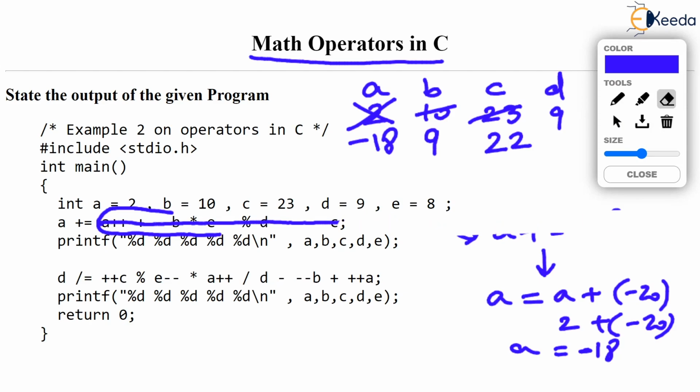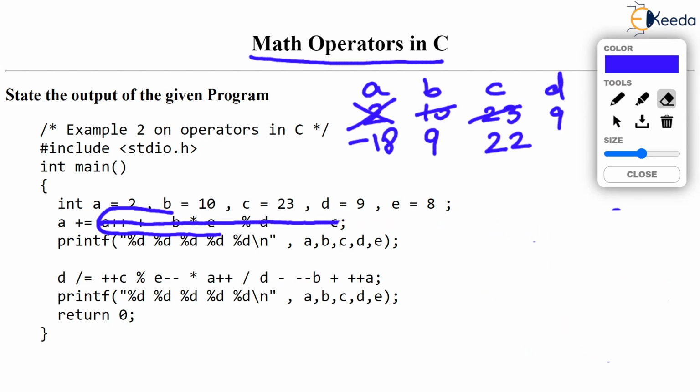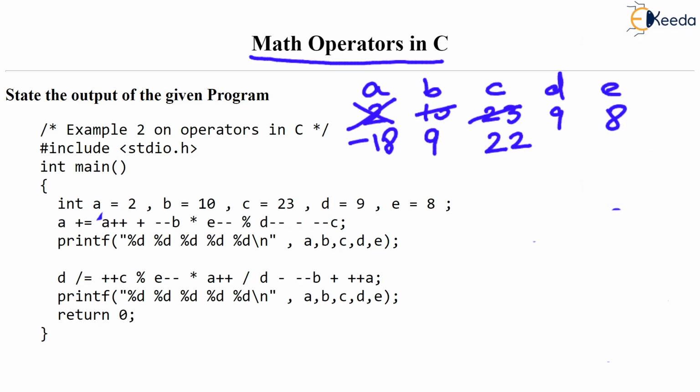But is there anything pending? Be careful. Yes, there is something pending in the expression. Check this, which I am encircling. A plus plus is the postfix increment. So whatever is the current value of A should be increased by 1. Current value of A is minus 18. Check the table. If minus 18 is increased by 1, it will become minus 17.